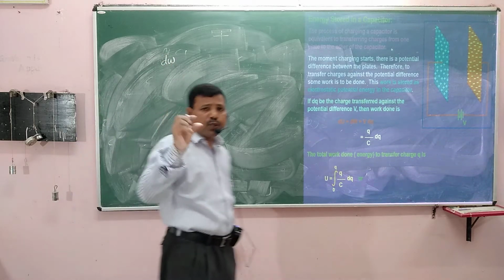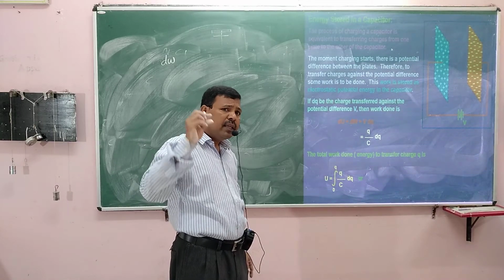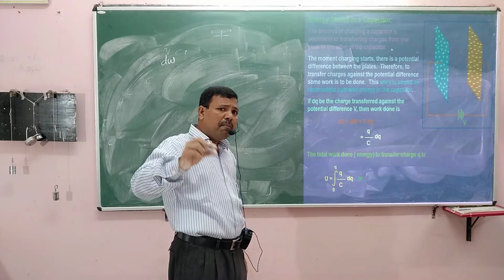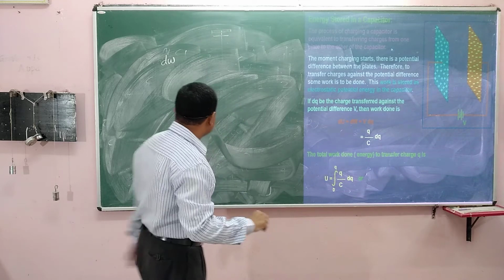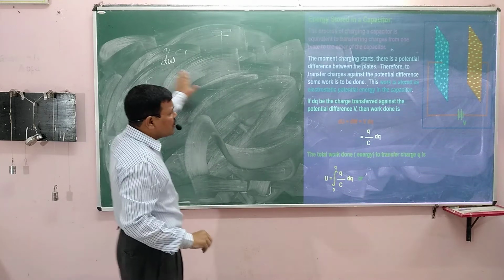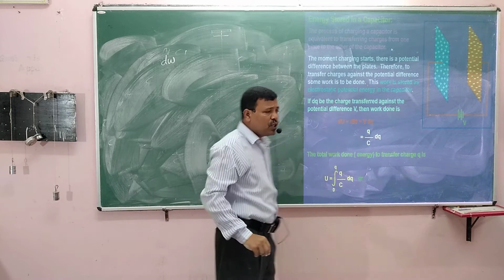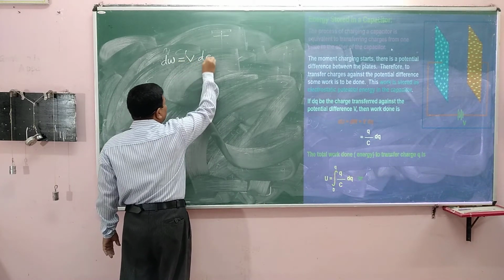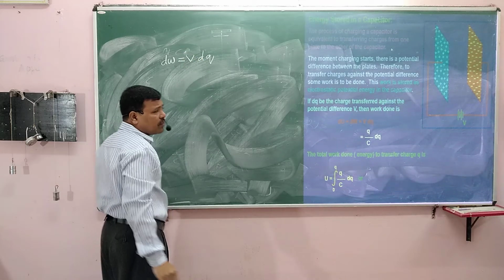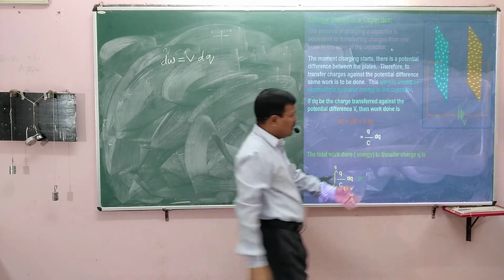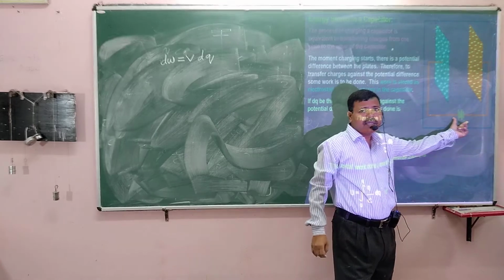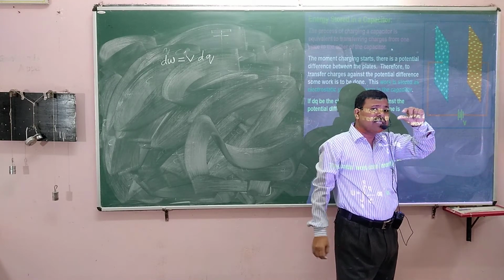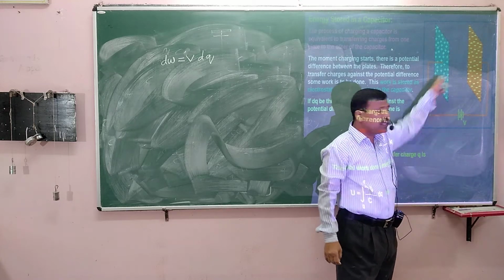dW is a small amount of work done in sending dq amount of charge from the battery to the capacitor. So, work done is equal to potential into charge. This potential is the potential difference V, into the amount of charge, that is dq, sent from the battery to the capacitor.